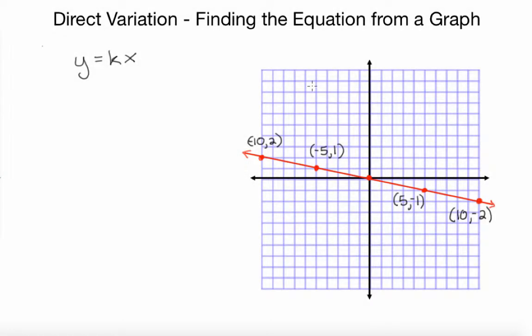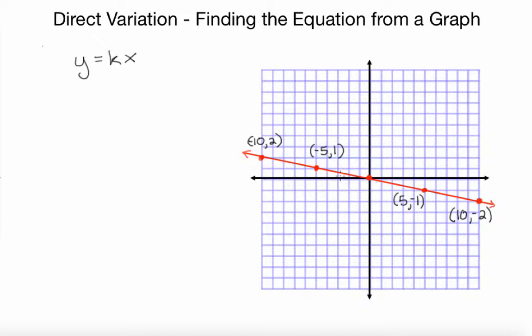Welcome to an algebra tutorial video working our way through direct variation. In this particular video, we're going to talk about if I'm given a graph, how do we find the direct variation equation from the graph? In particular, how do we find k, our constant of variation? All right, so let's take a look at the graph I've got here and start breaking things down.